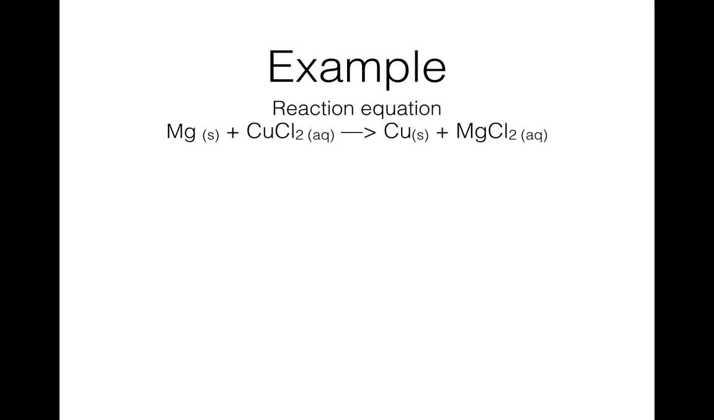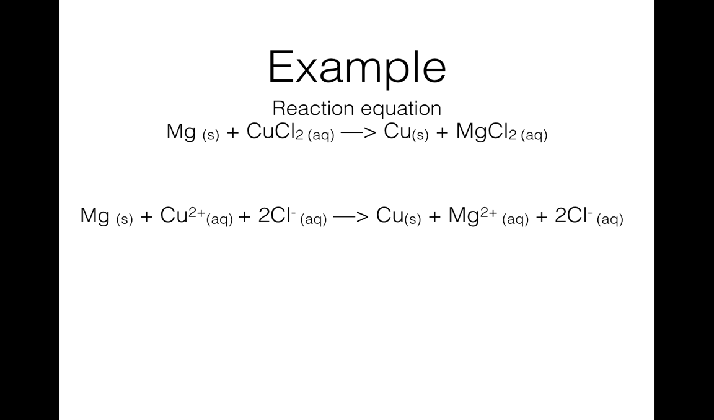But we know that when copper 2 chloride is aqueous and magnesium 2 chloride is aqueous, they don't exist as lattices where the ions are actually bound together, but as dissociated ions in solution. So we could rewrite this to represent that situation, where magnesium solid, which is not dissolved, is still just written as is, but the copper 2 chloride, which is aqueous, we can write as copper 2 plus ions in solution and 2 chloride minus ions in solution.